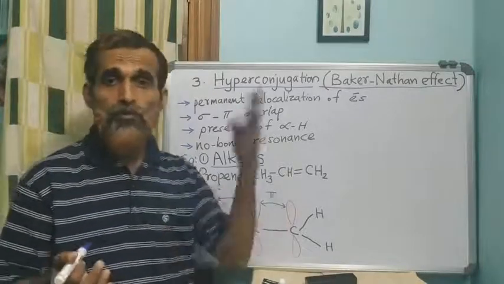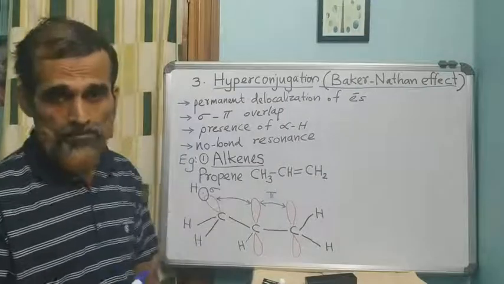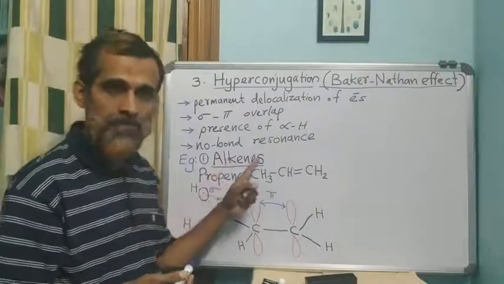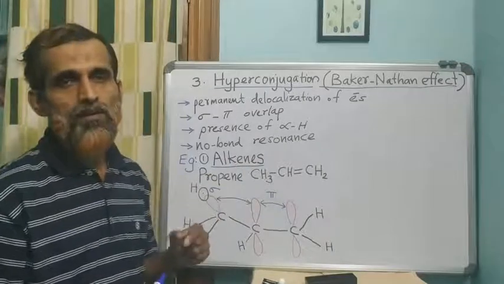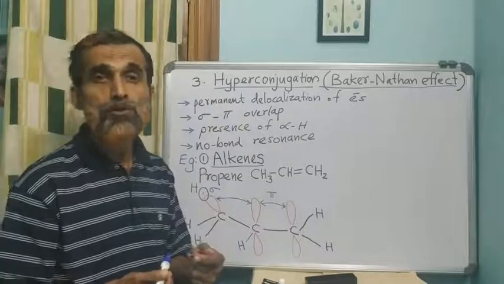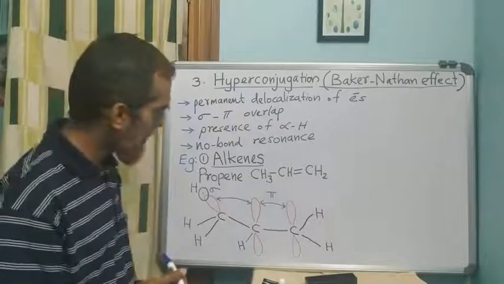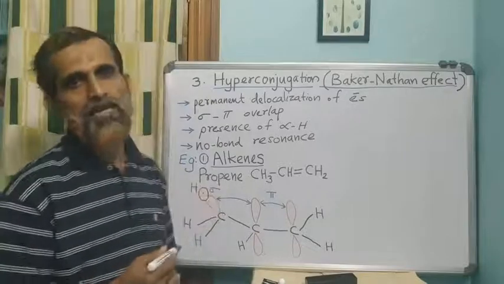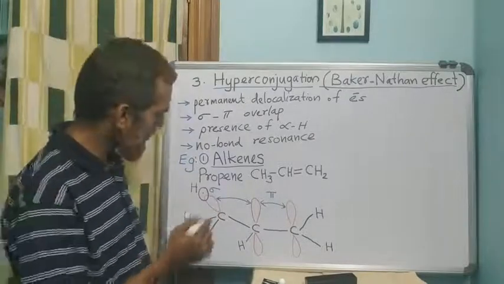Hyperconjugation is not shown by all types of molecules. It is shown by alkenes except ethene, or some alkenes which do not have alpha hydrogen. Propene is the simplest alkene showing hyperconjugation.